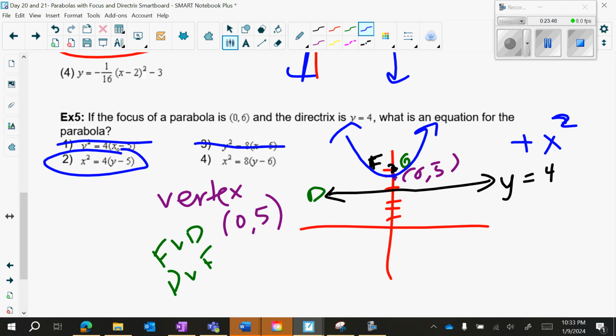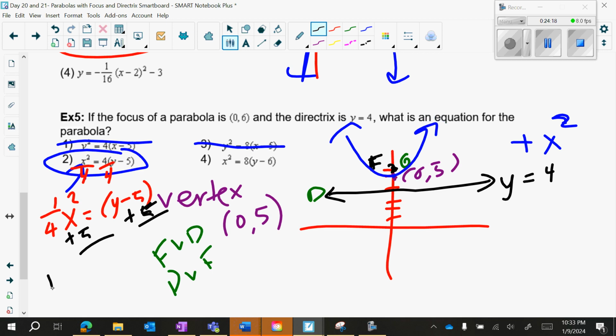Do you see how choice 2 does not have it in y equals form? Let's say you wanted to write it in y equals form and then transform it. You could either write it and then transform it, or you could look at this one and solve for y. Maybe we'll do it that way. To solve for y, we could divide by 4. And then you're going to get 1/4 x squared equals y minus 5. And the last thing you're going to do is add 5, and you're going to get 1/4 x squared plus 5.